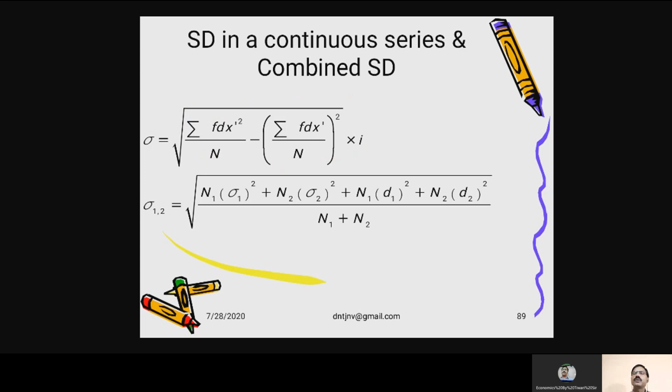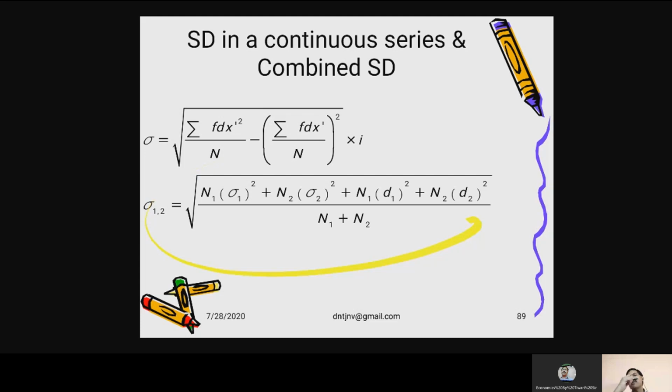Now this is the formula for combined standard deviation, which is n1 into the square of the standard deviation of the first series, plus n2 into the square of the standard deviation of the second series, plus n1 into the square of the difference of the first item, plus n2 into the square of the difference of the second item. So by applying this formula, you can easily find it out.